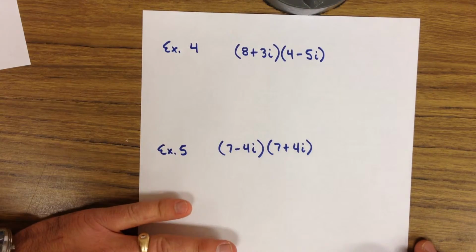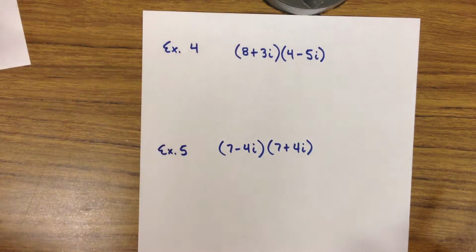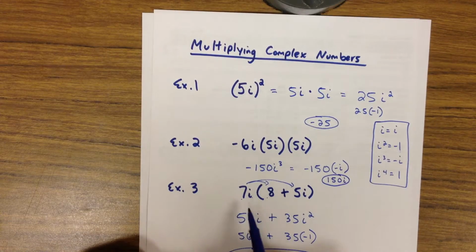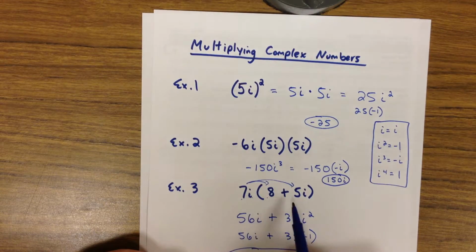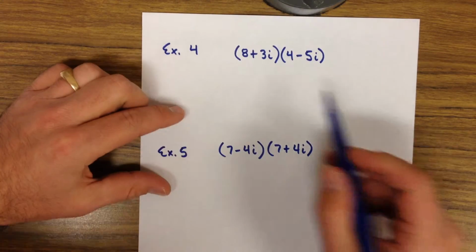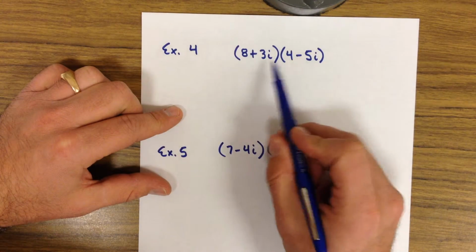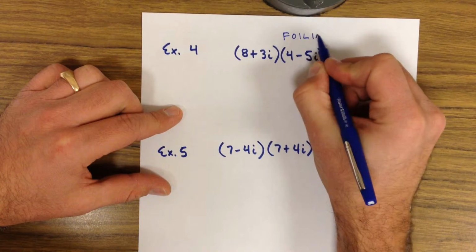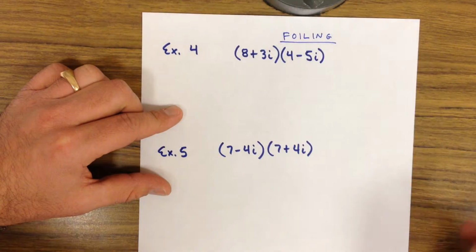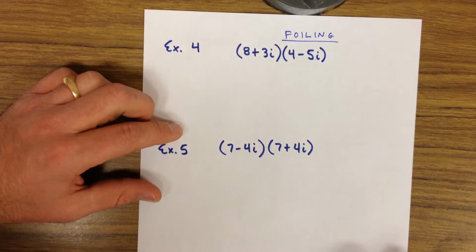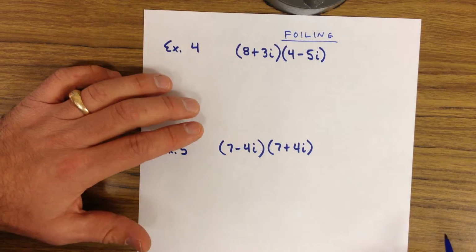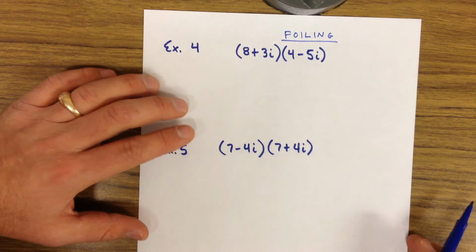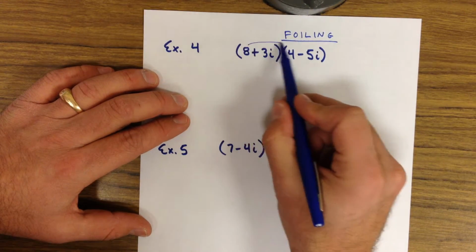Okay, lastly, the last one was a monomial times a binomial, so one term times two terms. In this case, we have two terms times two terms. So this requires FOILing. Some of you are really fighting this and not wanting to get really good at FOILing, but you have to for the rest of your math career.